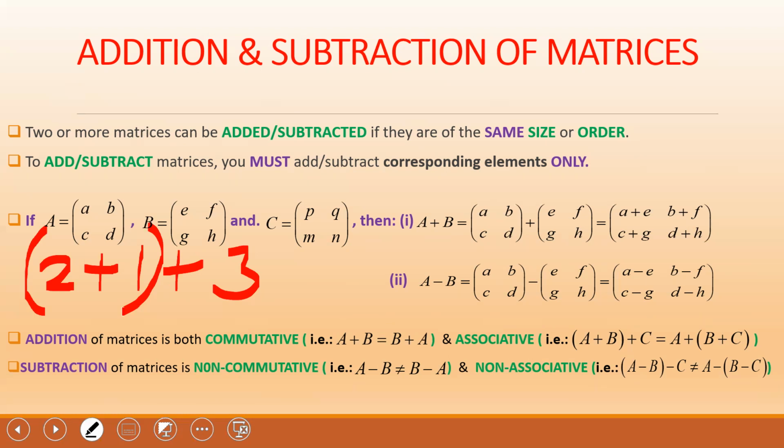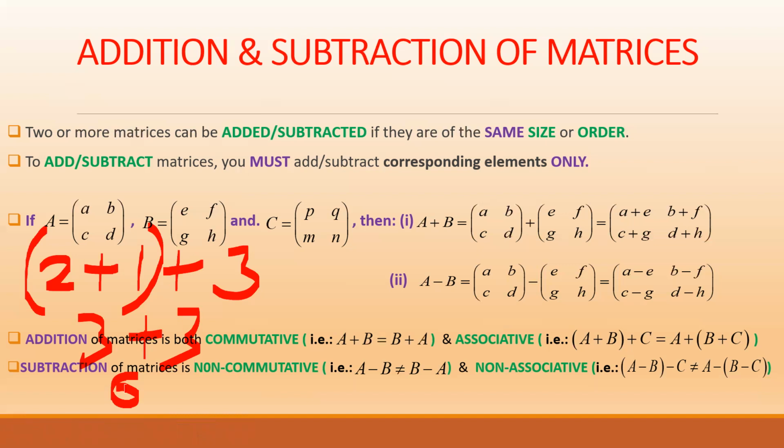So when we work this out, because we grouped the first 2 numbers, we must do what is in the bracket. So 2 plus 1 is 3, right? And we put back our plus 3. So we end up getting 6, right?